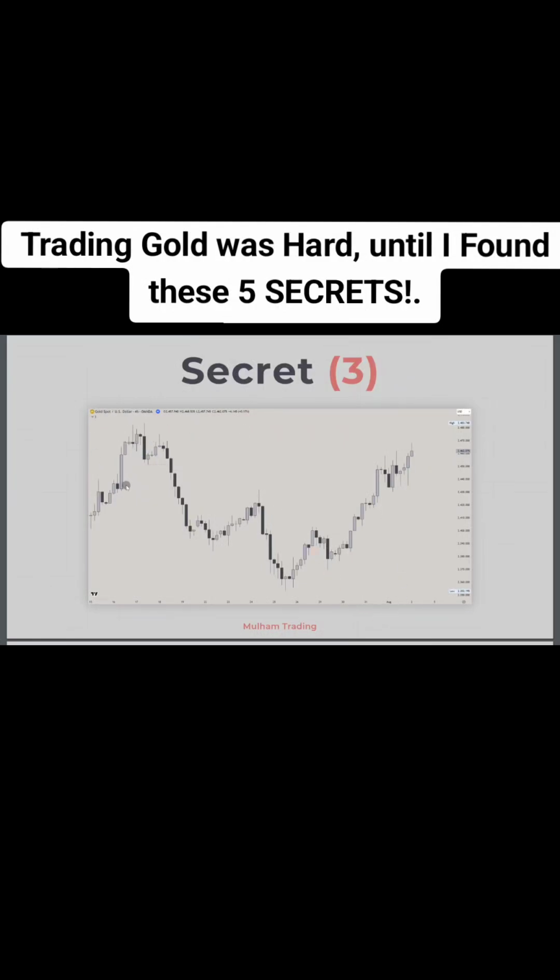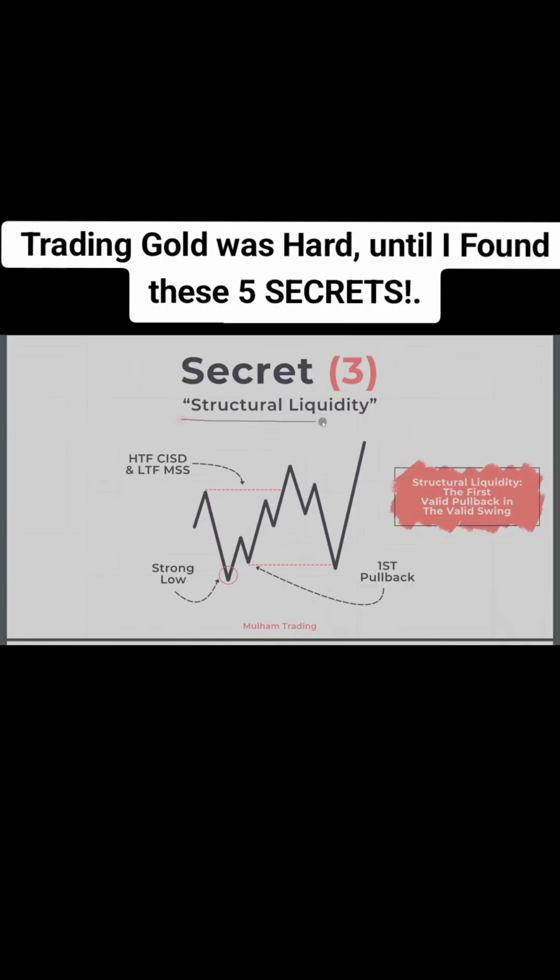We have structural liquidity somewhere in here, and that's what I'm going to be explaining later. And we're going to go over this example on TradingView and show you what happened exactly and why it happened. But before that, we need to identify what a structural liquidity is. Okay, so imagine we have identified a strong low, which is by sweeping liquidity and then breaking structure. That's either a higher time frame CISD or lower time frame market structure shift. It's all the same thing, just depending on what time frame you're using.